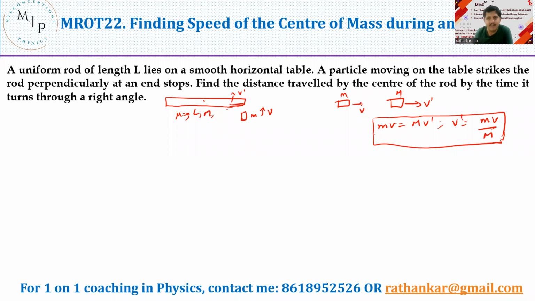Now, if I ask you, after t seconds, where is the rod? Or what is the distance traveled by the rod? What's your answer? You will just say v dash into t is equal to s, right? Now see, what has been asked? Find the distance traveled by the center of the rod by the time it turns through a right angle. Okay, so somewhere we have to incorporate this, and finally you need to get this expression. Now look at this, there's a t here. V dash you already determined, but I do not know what's the value of t.